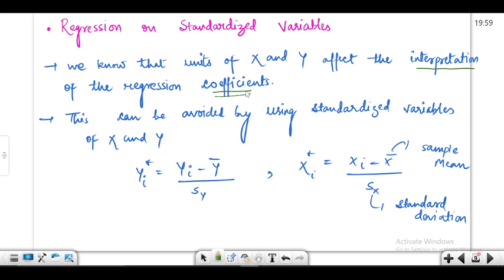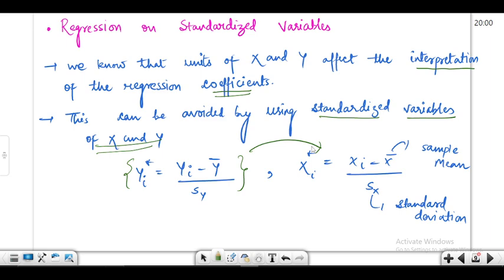So let's see. There is a way, and this way is called the standardized variables method. So this can be avoided by using standardized variables of x and y. Standardization is achieved with the help of this formula. If you want to standardize the y variable, you simply subtract the sample mean of the y variable from the y value, and divide it by the standard deviation. So you'll have a standardized value of the y variable. Similarly, you can do this for the x variable.